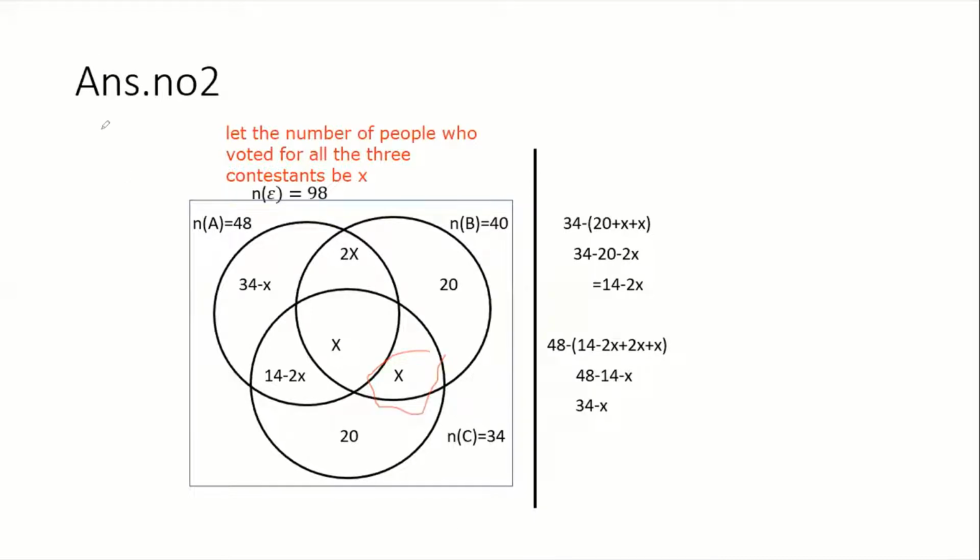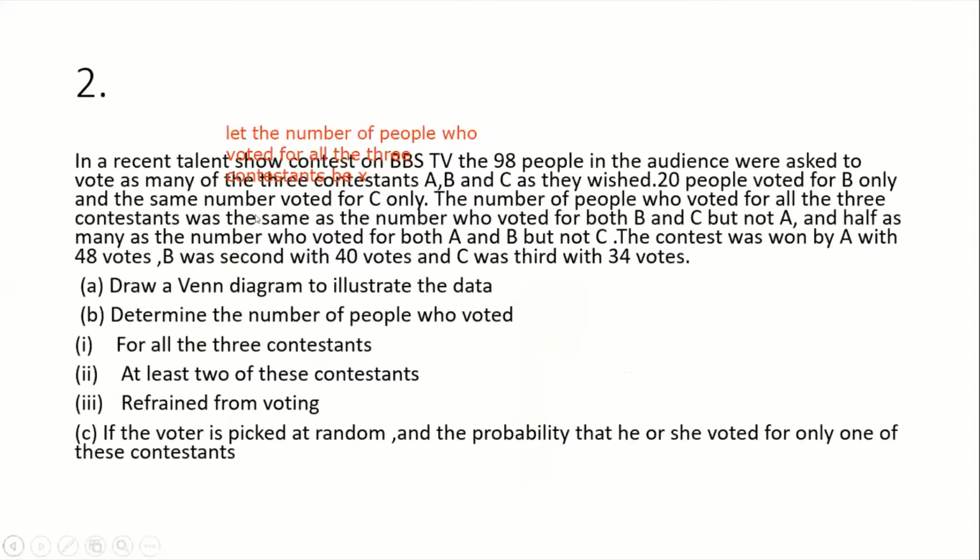So we get back to our question and look through it once more. It's telling us the number of people who voted for all the 3 contestants was the same number of people who voted for both B and C, but not A, and half as many as the number of people who voted for A and B, but not C. So since we are done with the portion of those who voted for B and C, but not A, let's first eliminate it out of our question.